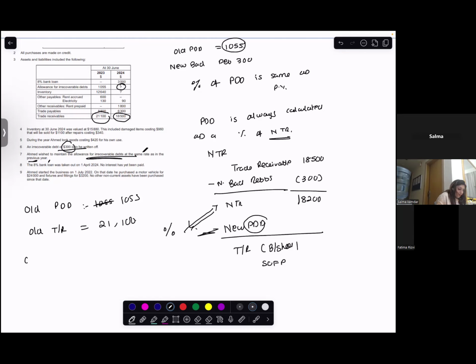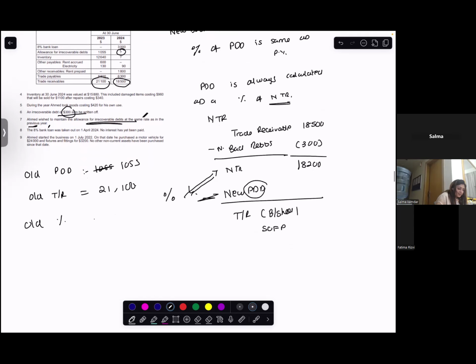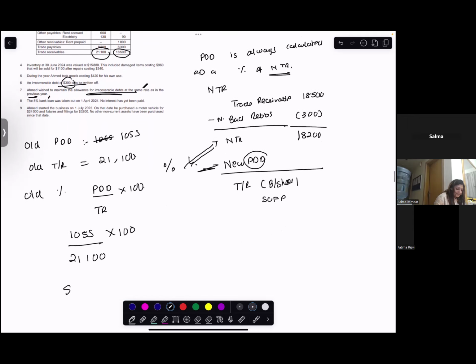So old percentage would be how much? PDD divided by trade receivables into 100. So old PDD divided by trade receivable into 100. I get this percentage as 5%. I hope you're with me. Now new PDD is 5% of NTR. That means it is 5% of 18,200. 5% of 18,200 gives me 910. I hope you're with me.